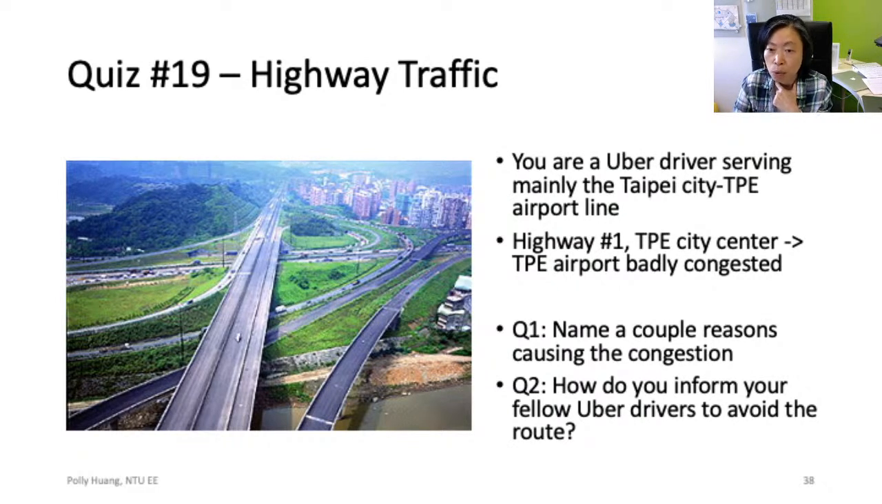Q2 is asking, now you're stuck in the traffic. Can you inform your fellow Uber drivers so that they do not get onto the freeway and add to the congestion? Maybe they can also just take a different route to avoid the congestion that's happening here. So Q1, reasons for the congestion. Q2, how are you going to inform all these other Uber drivers? Let's allocate some 5 minutes for the problem so that you can brainstorm a bit more. Ways to inform the other Uber drivers.